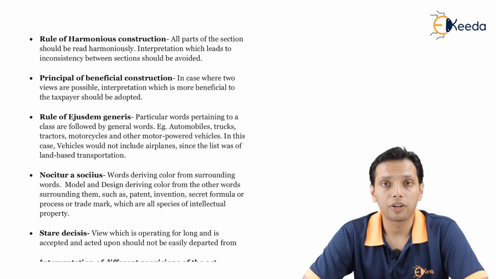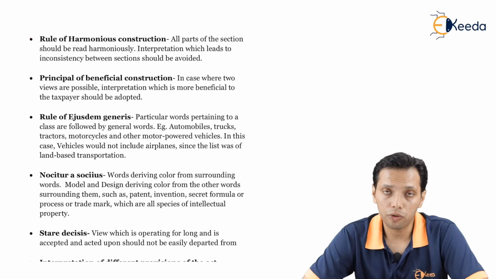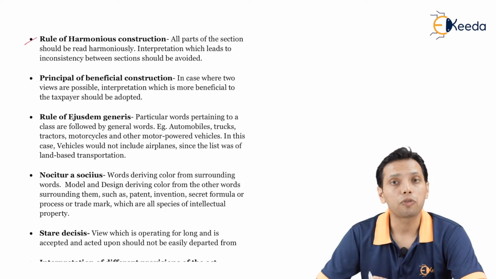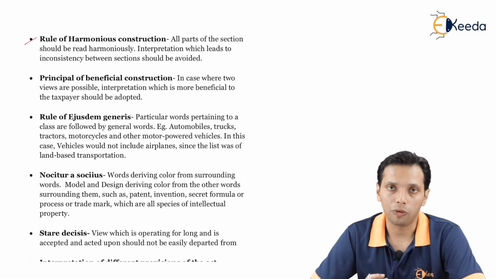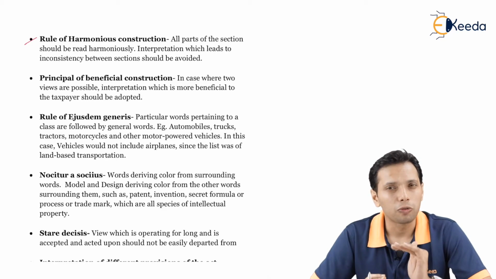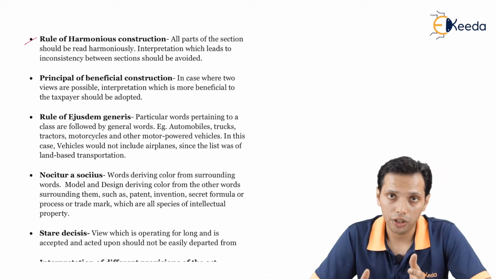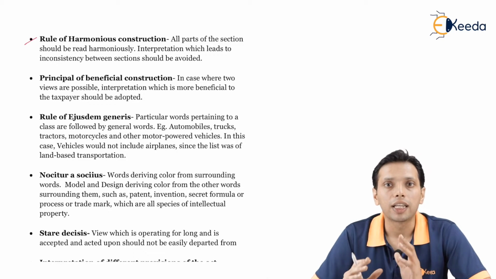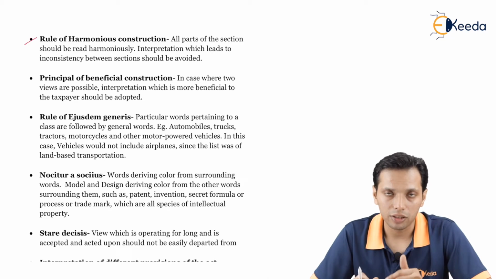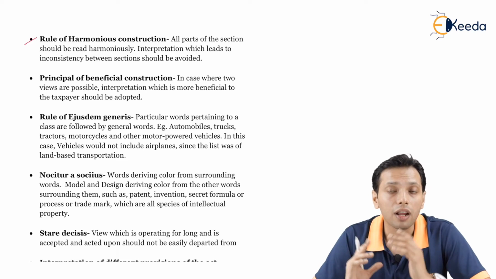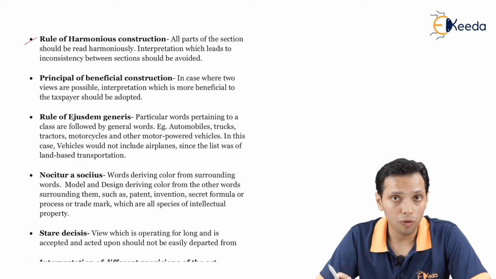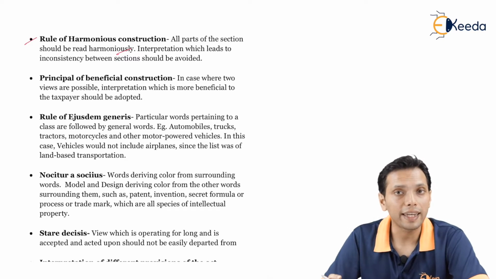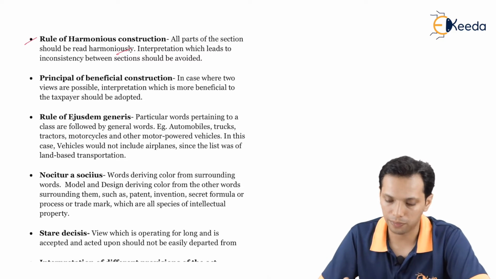After the three rules of literal interpretation, mischief rule, and golden rule, there are other rules of interpretation. Fourth rule is rule of harmonious construction. In rule of harmonious construction, all the provisions of the act should be read in harmony with each other. For example, you are living in a particular community, so there will be varied people in the community. In order to live peacefully with each other, they should be living in harmony. In the same sense, the provisions of the act should be read in harmony with each other. So the meaning of rule of harmonious construction is all the parts of the section should be read harmoniously. Interpretation which leads to inconsistency between the sections should be avoided.